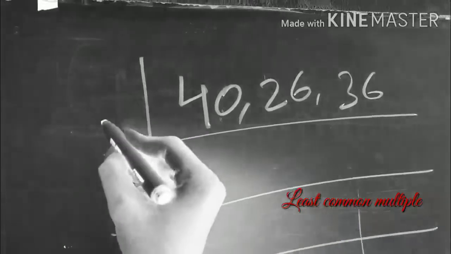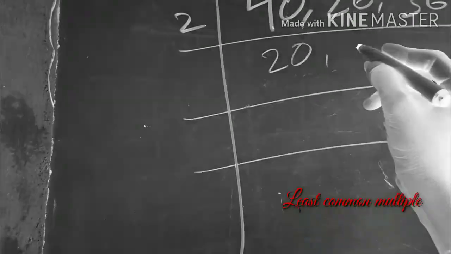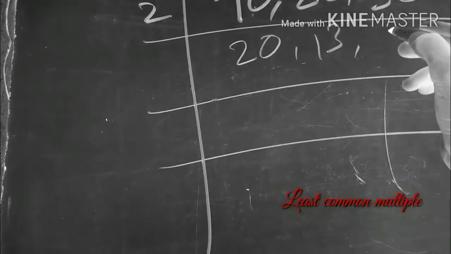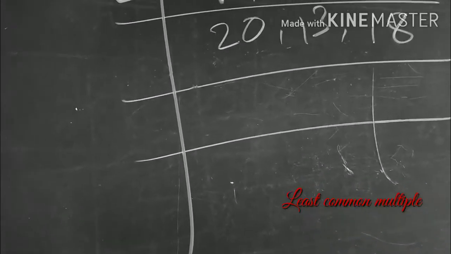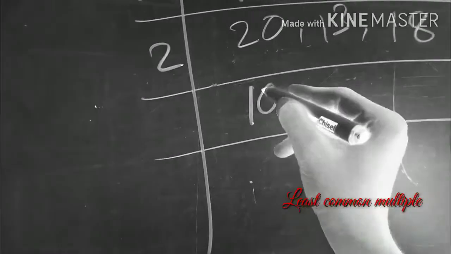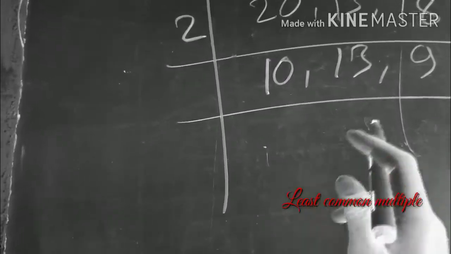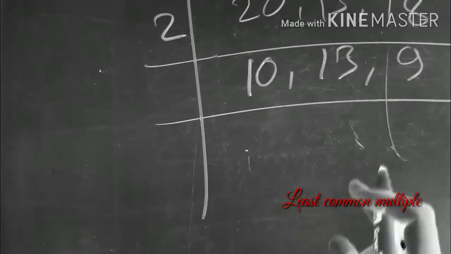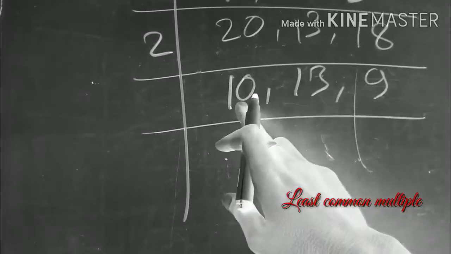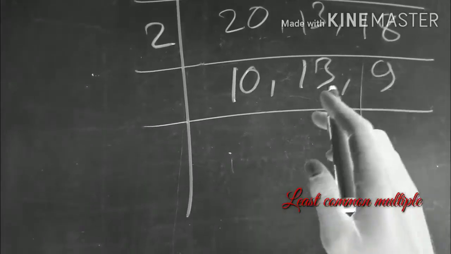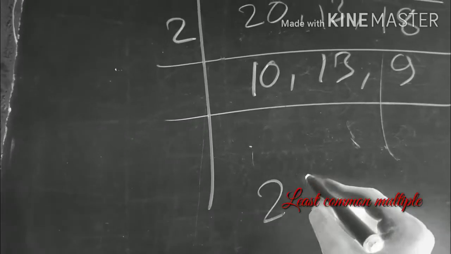Next question. 2 twos are 4, 13 twos are 26, and 18 twos are 36. Now 2, 10 twos are 20, 9 twos are 18, and 30 is common. All are different. 1 is different, 2 is different, 3 is different, 4 is different, 5 also is different, 6 no, 7 no, 8 no. No term is coming. Remaining all are different.